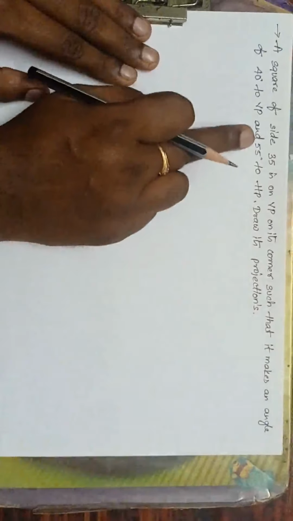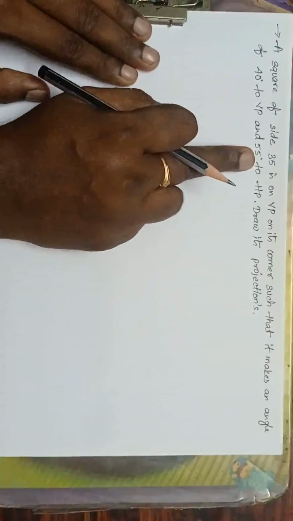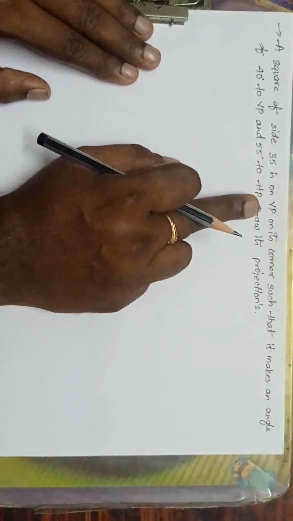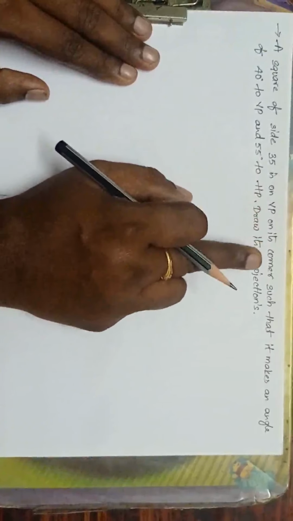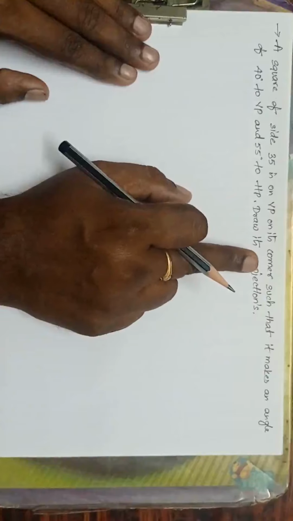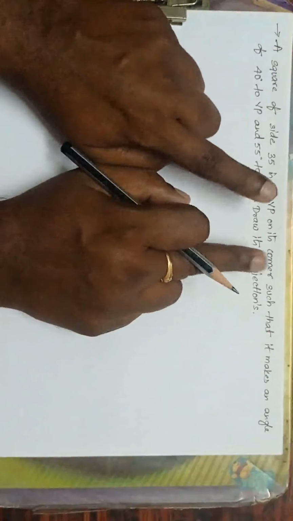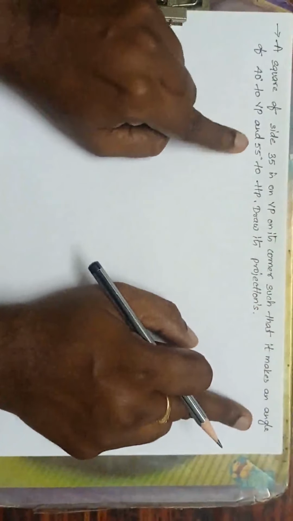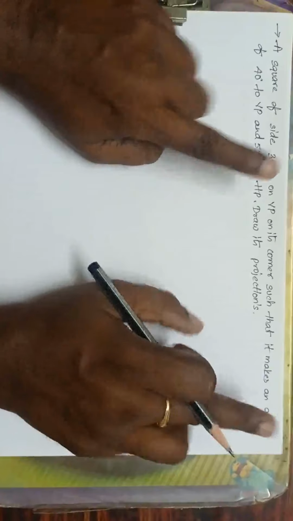A square of side 35 is on the VP, he said. It is on the VP, on its corner. The square is on its corner and it is on the VP, such that it makes an angle of 40 degrees with VP and 50 degrees with the HP. Done. First what to do?